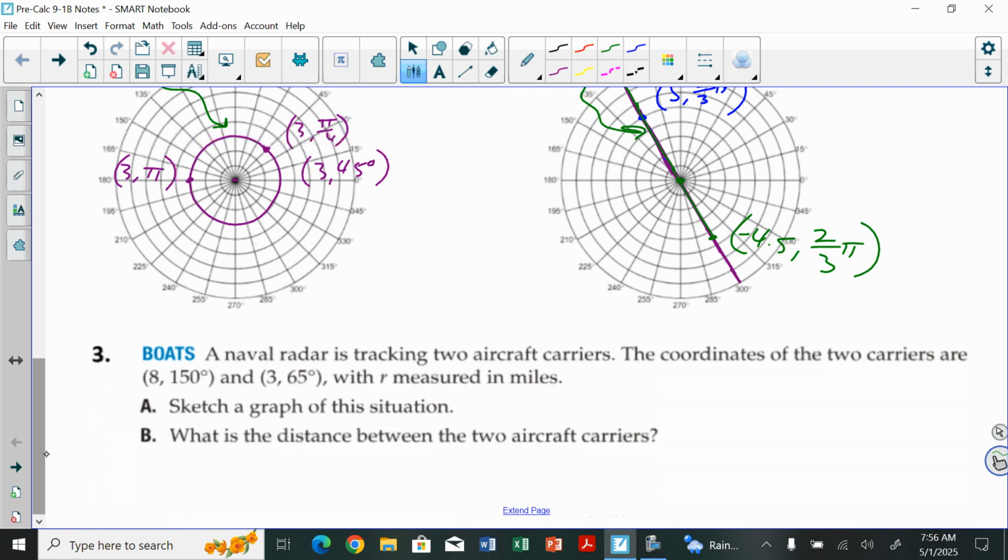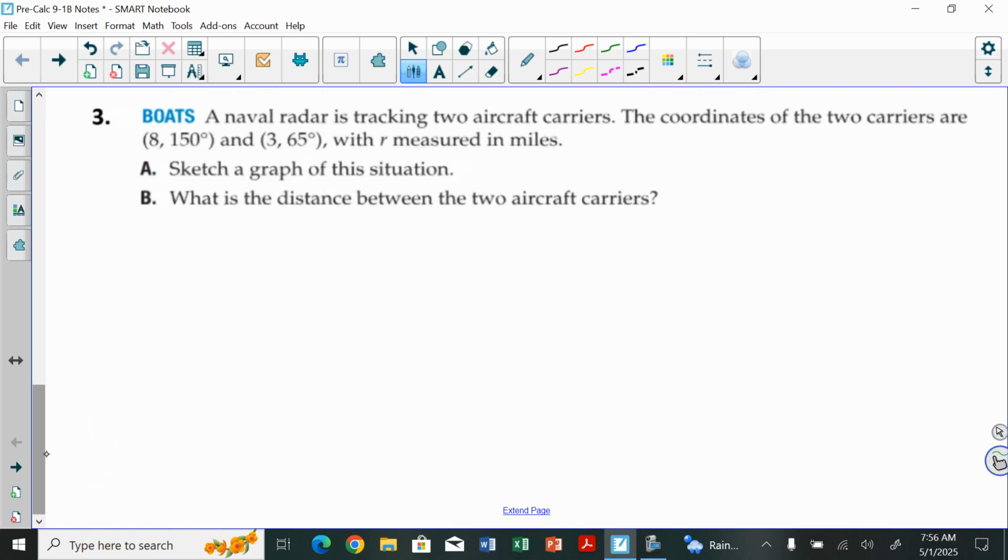All right, the third one, we're actually going to use that polar distance formula. So I'm going to just skip up because we're going to have to draw a graph here. So we've got a boat question. Naval radar is tracking 2 aircraft carriers. The coordinates of the 2 carriers are as follows: 8, 150 and 3, 65. R is measured in miles. Okay, measured in miles. So radius is in miles. So sketch a graph of the situation.